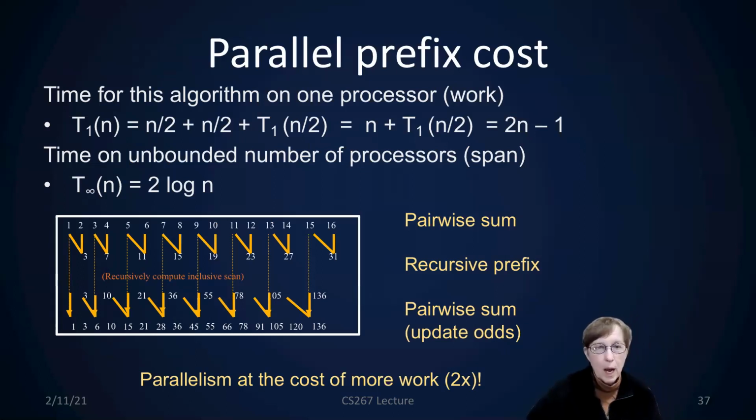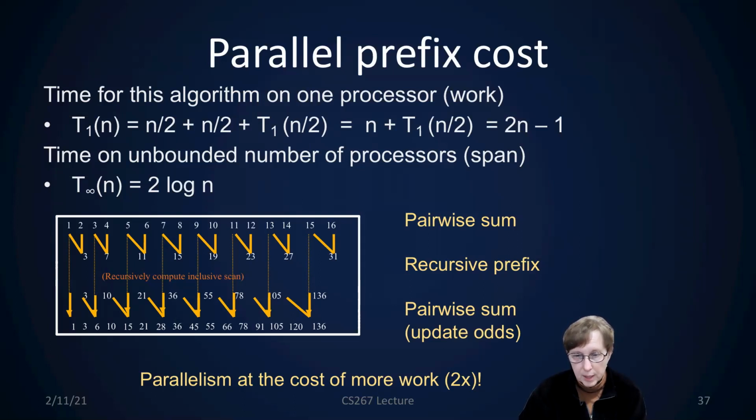If we look at how much work it was doing on a single processor, we often want to know the efficiency from a work standpoint, and the total number of operations is actually 2n. So it is doing twice as much work as the original serial algorithm, which was just doing order n work, or n-1 addition operations, to be precise, and this one's going to do 2n-1 operations. On the other hand, in parallel, on an unbounded number of processors, the span is 2 log n. So we've got this tree: there's the pairwise sum, recursive prefix, and then the pairwise sum again.